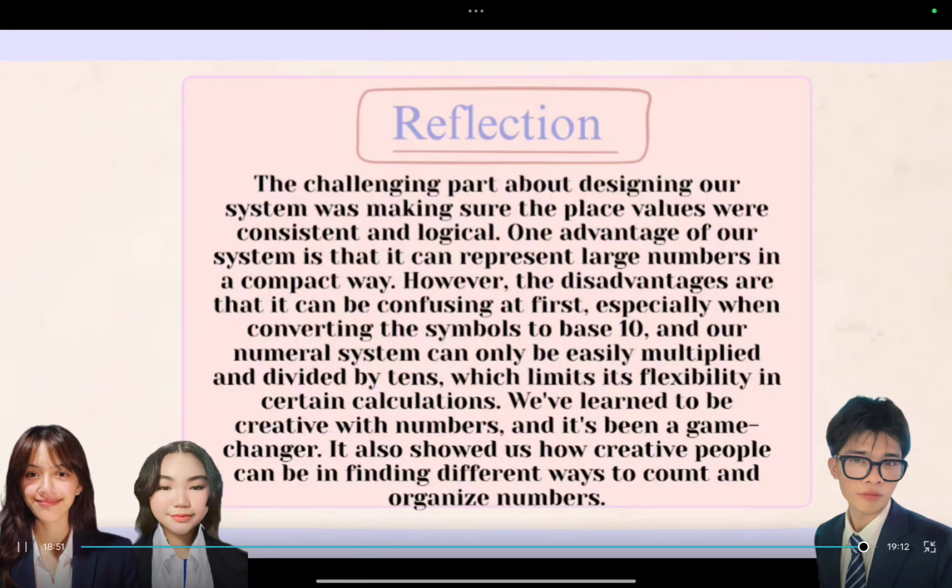Through this activity, we learn to be more creative with numbers and to appreciate how different numeration systems can exist beyond what we normally use. It showed us that people throughout history have been innovative in finding unique ways to count, record, and organize numbers.